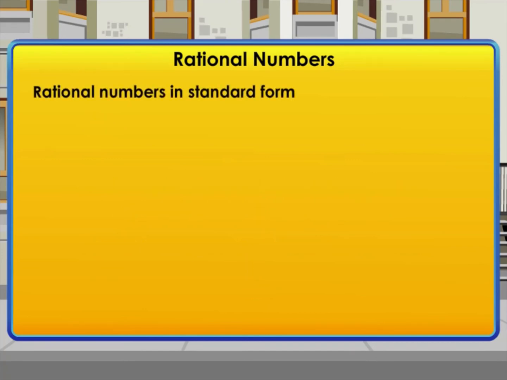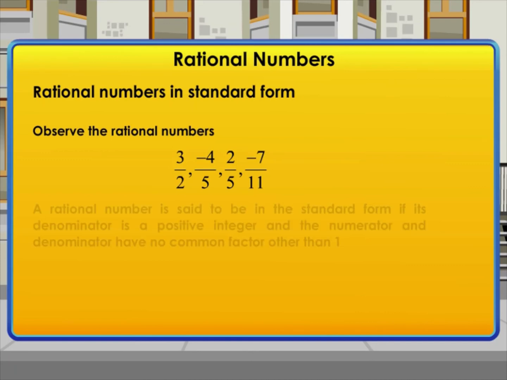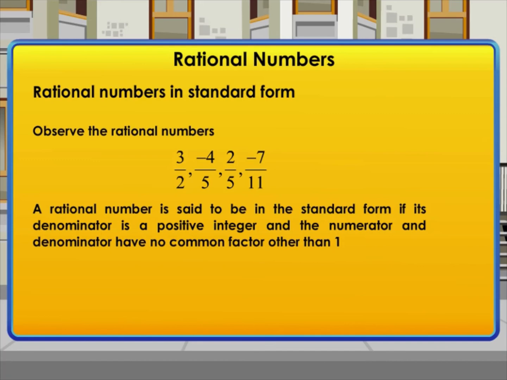Rational numbers in standard form. Observe the rational numbers. These rational numbers have no common factor other than 1, and its denominator is a positive integer. A rational number is said to be in the standard form if its denominator is a positive integer and the numerator and denominator have no common factor other than 1. If a rational number is not in the standard form, then it can be reduced to the standard form.